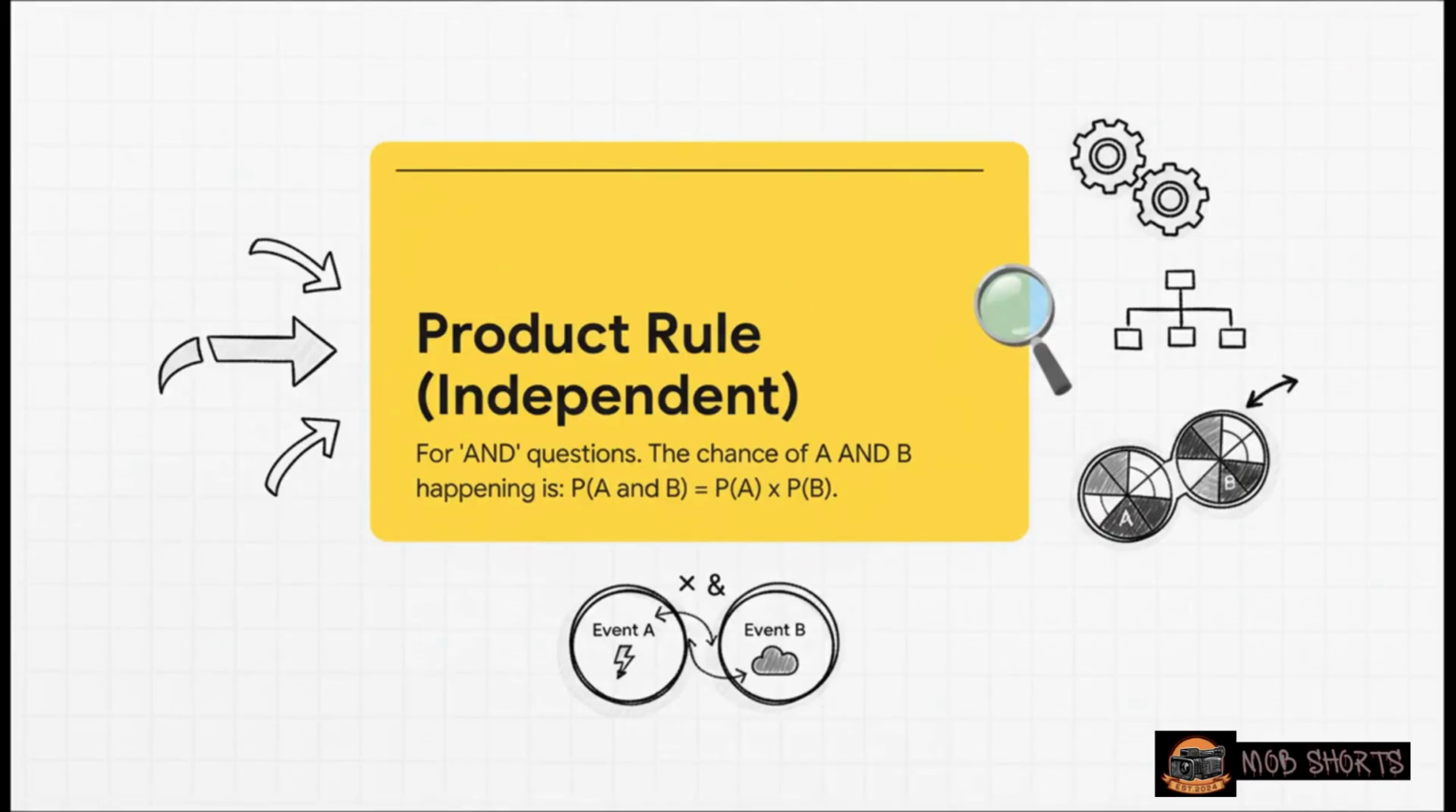All right, so we've handled or questions. Now for the and questions. What's the chance of this thing happening and then this other thing happening too? For that, we grab the product rule from our toolkit. And for a special kind of event, we'll get to that in a sec, it's incredibly simple. You just multiply their probabilities together.